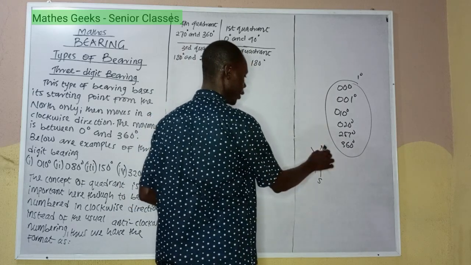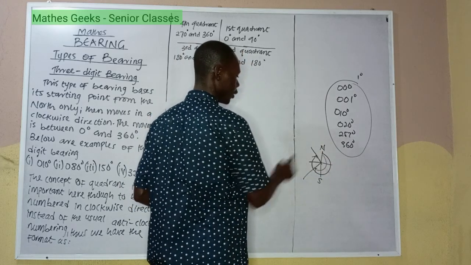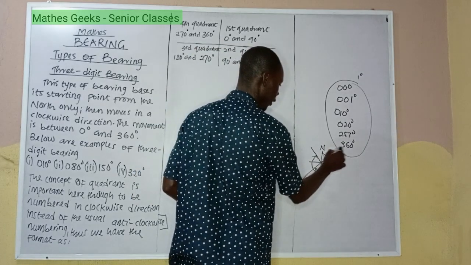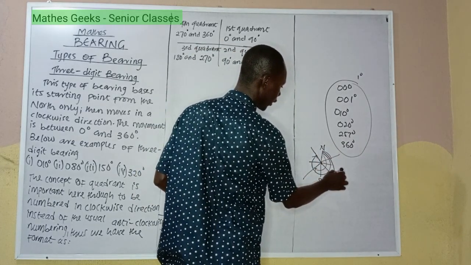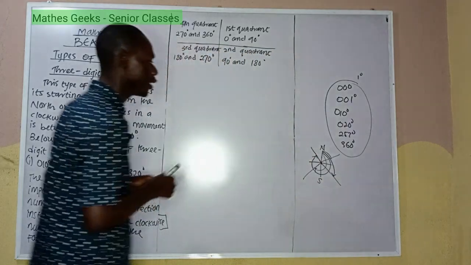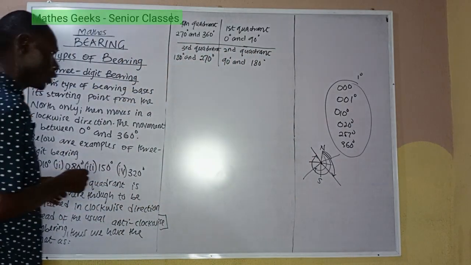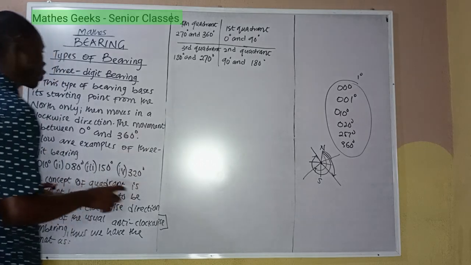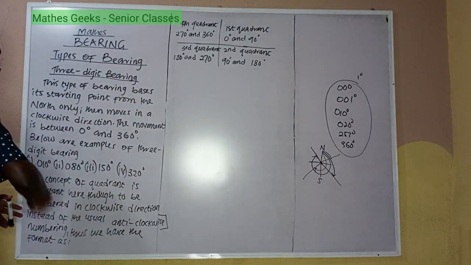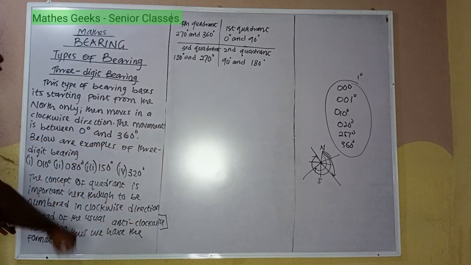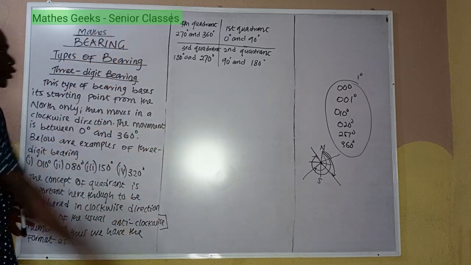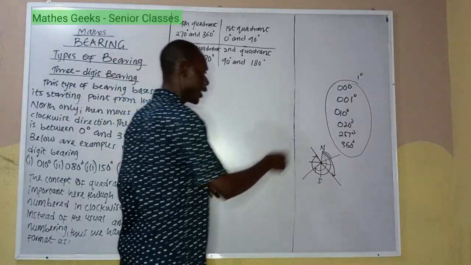If it's here, then from the north to this line, you meet it and then calculate. If the line is here, then from the north to this line. If the line is here, then from the north to the line. That's the peculiar thing about 3-digit bearing. It's always from the north. So the movement is round the clock in anti-clockwise direction. Sorry, movement is in a clockwise direction. So from the north to wherever the line is.